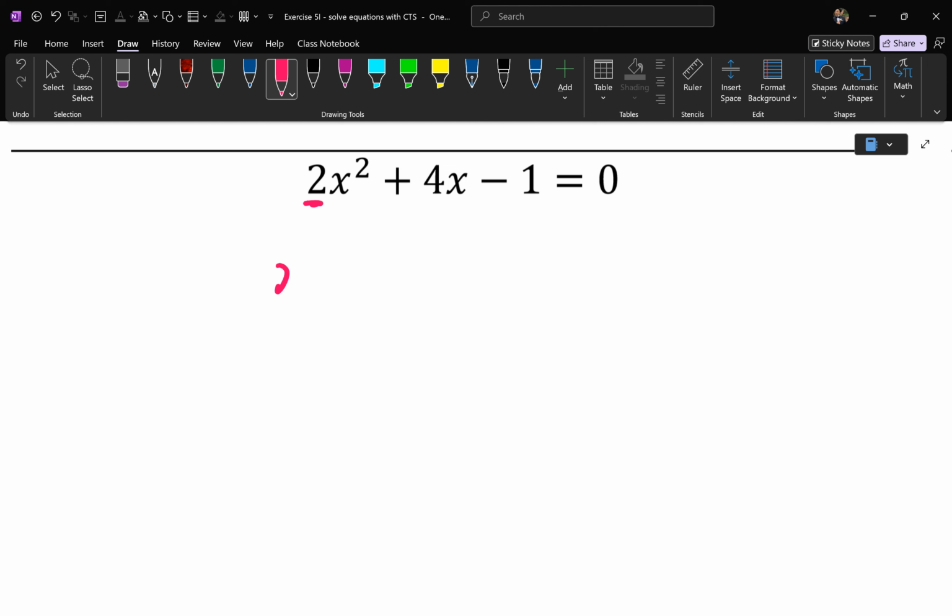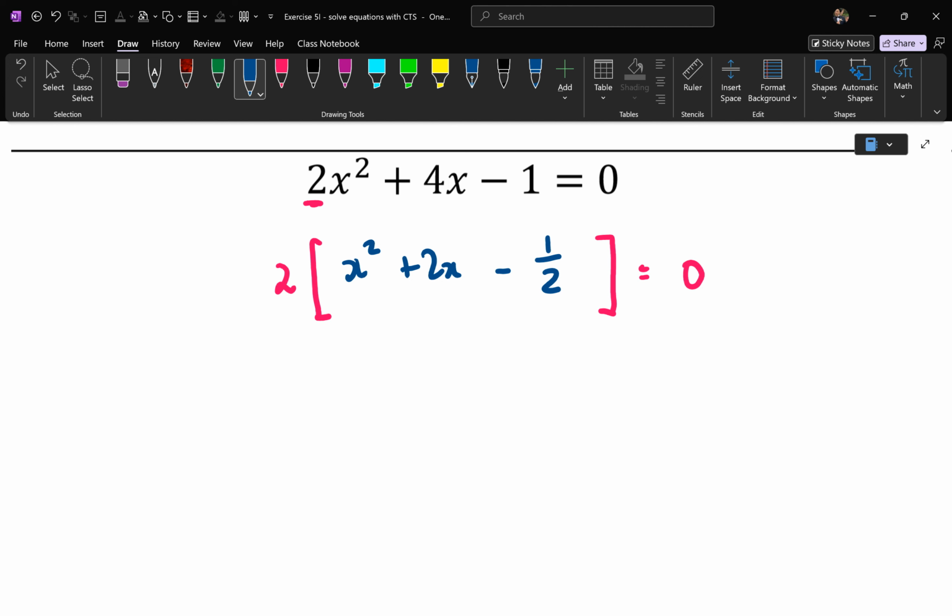So here, by taking out 2, what should be inside the brackets here? Can I please have Yuna? What goes inside the brackets? x squared plus 2x minus 1 over 2. Beautiful. That is correct. You essentially divide every single term by 2 because you're taking a factor of 2 out. So 2x squared divided by 2 gives you x squared. 4x divided by 2 gives you 2x. And 1 divided by 2 is 1 over 2.